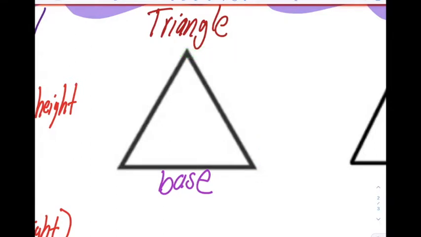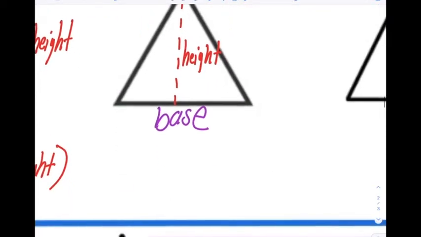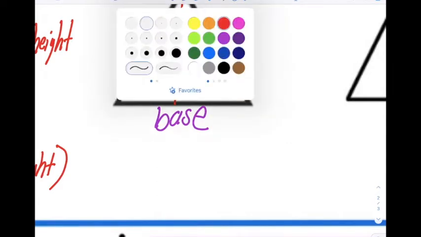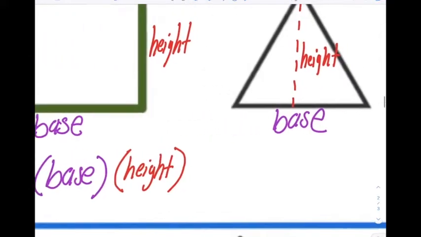But in this case, I am going to put the height straight down the middle here. And I'm going to say this is the height of this triangle. So this is how tall the triangle is, the height, and this is the base, how wide the triangle is on the bottom. So the area is very similar to the area for a quadrilateral.